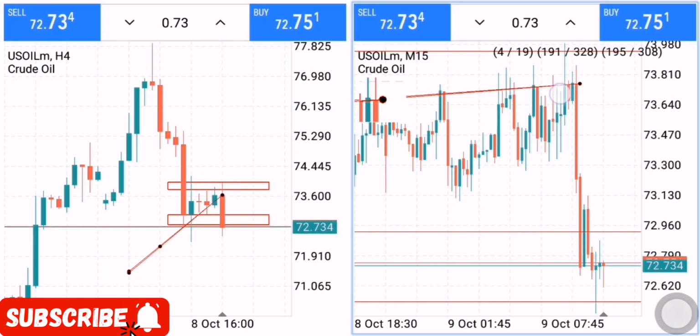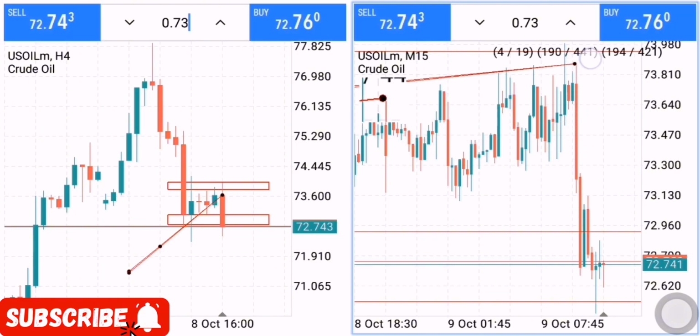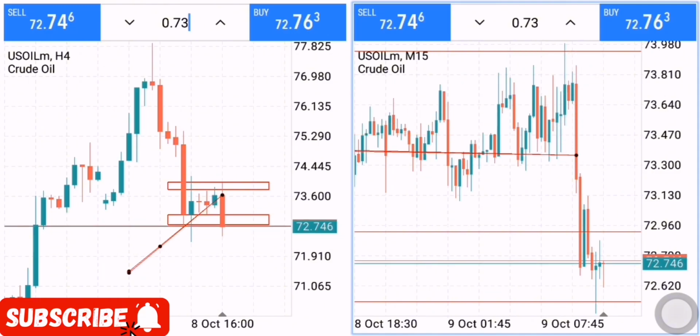But if the momentum is already kicking in and price is already pushing down, then you can set your sell stop here, because you are going to be entering with momentum. So price is going to push down, so you can set your stop loss above the weak areas. So that's how you identify reversals or trend change.